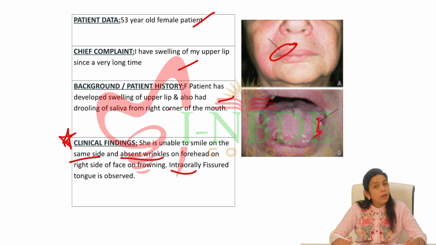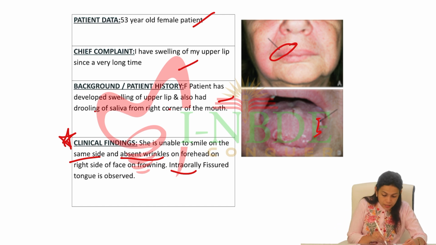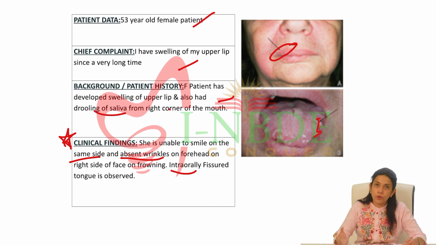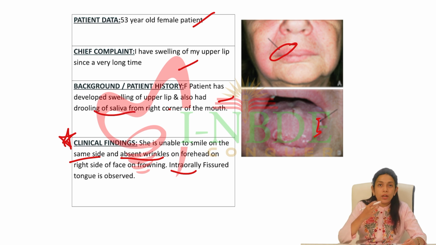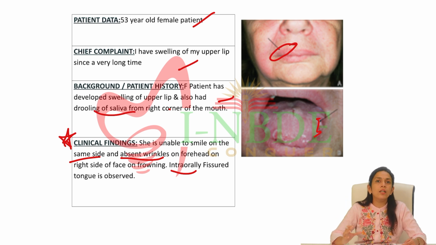So in the background history also, you have seen that there is a drooling of saliva from the right corner of the mouth. And in the clinical findings, you have seen that she is unable to smile on the same side, absence of wrinkles. So all these will help us to arrive at one of the components of a syndrome, which is nothing but a facial palsy, right? So there is a paralysis of the facial nerve.